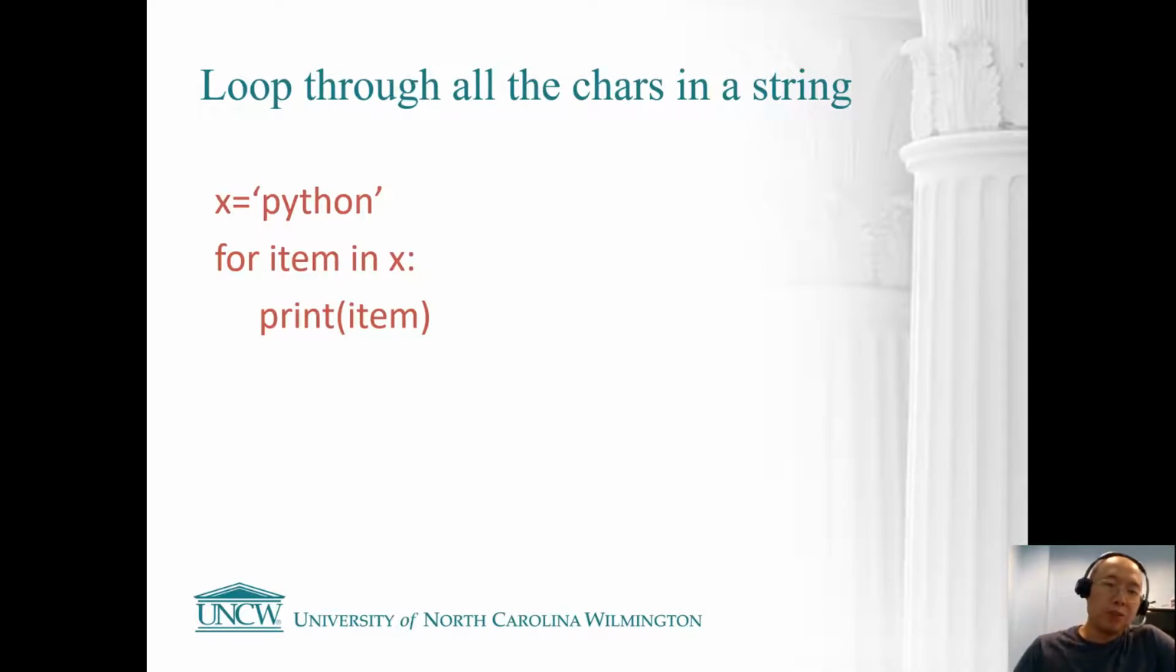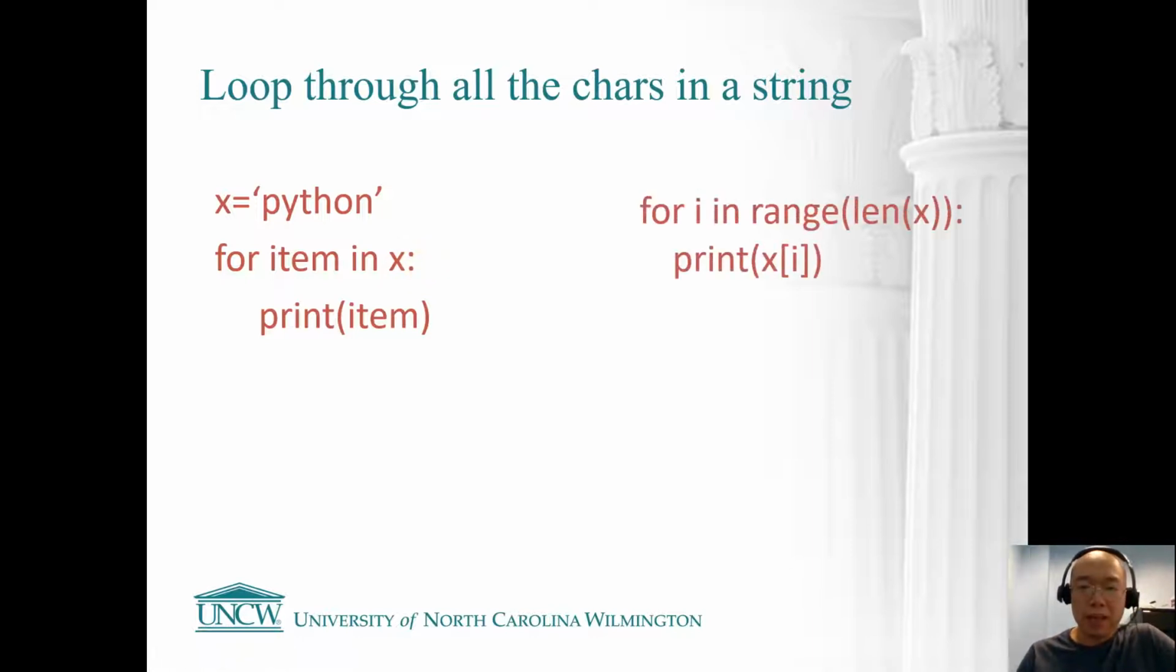The first one: X is "Python", so that is a string. And then for item in X, that is the most common way, and we have been using that in the examples we have just seen, right? And the next one, for i in range of the length of X, and then we are printing X square bracket i. We are using this i as an index. So this is the second way.